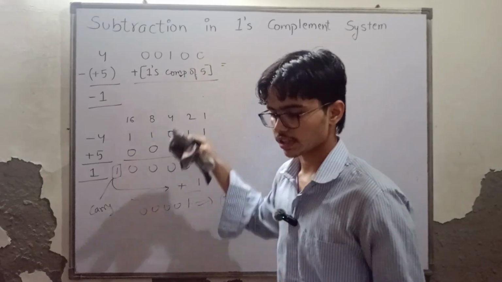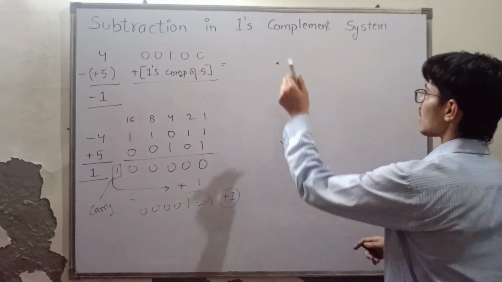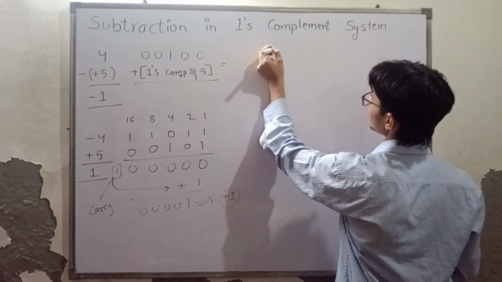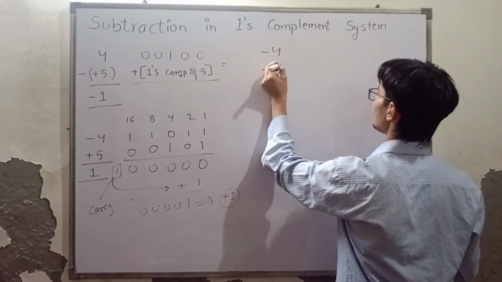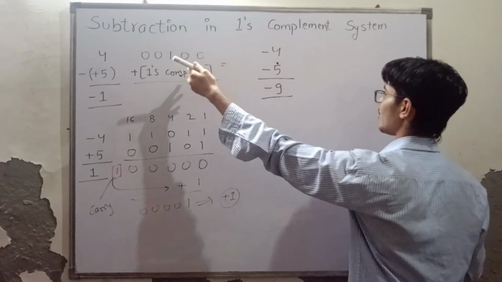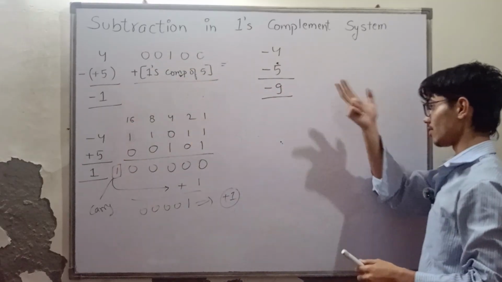Let's solve another question here. What type is remaining? Minus 4, minus 5, and the answer we get is minus 9. For this number, we take 5 bits. So let's solve this.